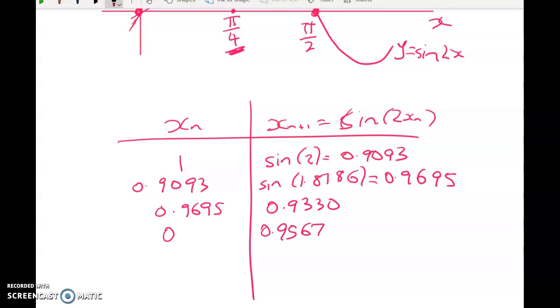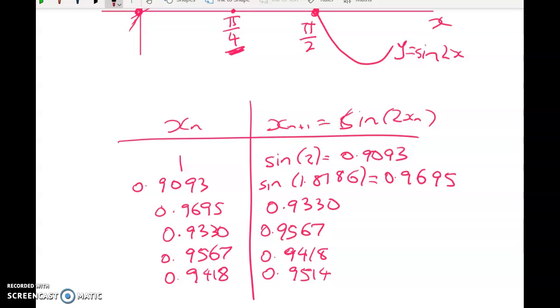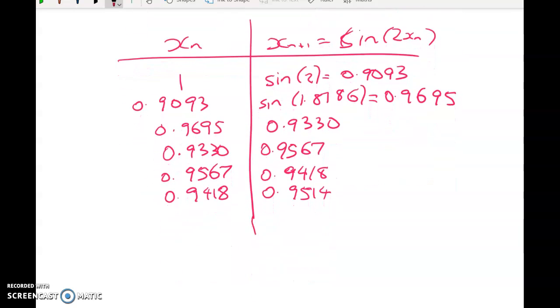And what we're looking for is convergence to 2 decimal places. And you can see we're still bouncing around quite a bit. So we've got 0.9418 and then 0.9514. So it definitely looks like we're converging on that, but we need to show that we're there. So let's keep going, 0.9453. So both of these are converging to 2dp.